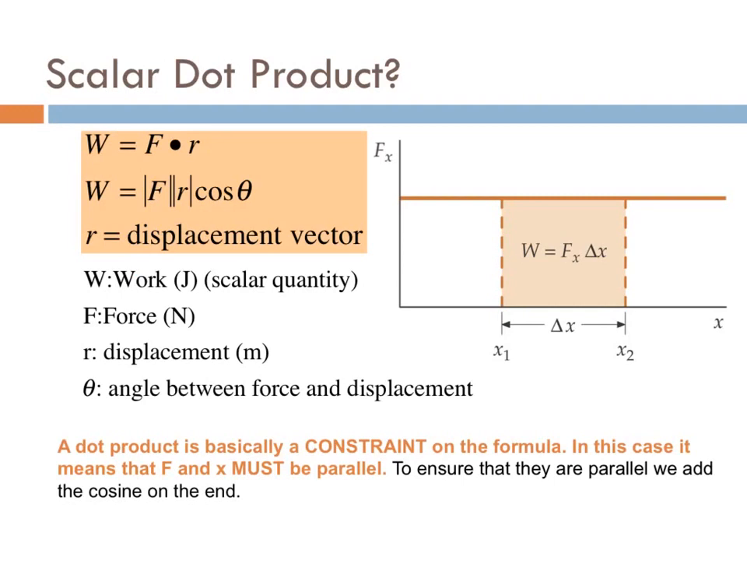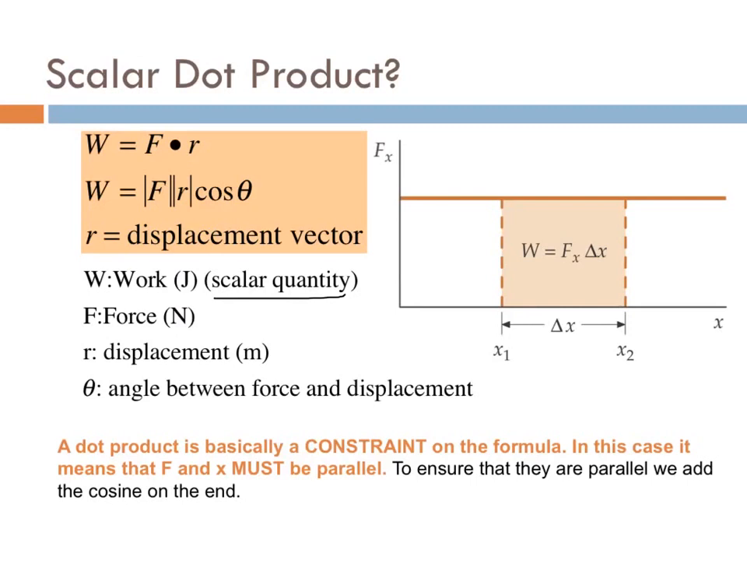Now, where we're going to get a negative value is going to come from our theta, and we'll look at examples of that in just a second. Now, work is a scalar quantity, so that's very important. Remember that scalar quantities don't have a direction, so if we do get a negative work, that doesn't mean that it's to the left. It means that work is being done against the system. Again, we'll see examples of that.